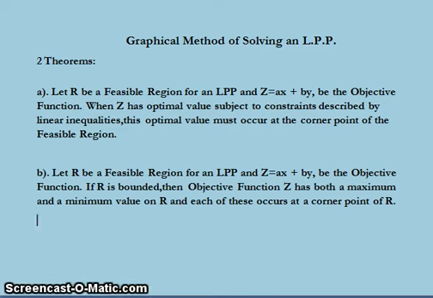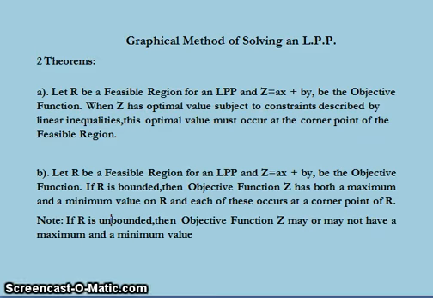The next theorem says that let R be the feasible region for an LPP and Z equal to AX plus BY be the objective function. If R is bounded, then the objective function Z has both a maximum and a minimum value on R, and each of these occurs at a corner point of R. Another thing to be noted is that if R is unbounded, then the objective function may or may not have a maximum or minimum value. However, if it exists, that means if there exists a minimum or a maximum point, then by theorem 1 it must occur at a corner point of R, which is the feasible region for an LPP.